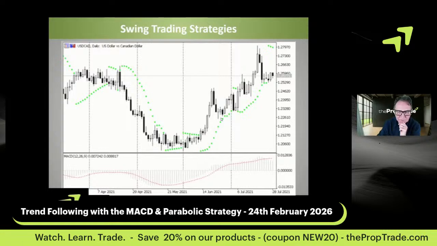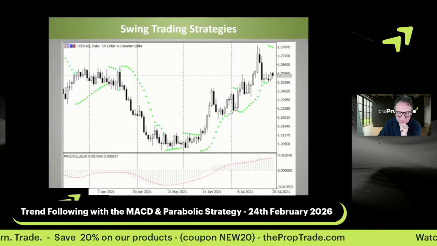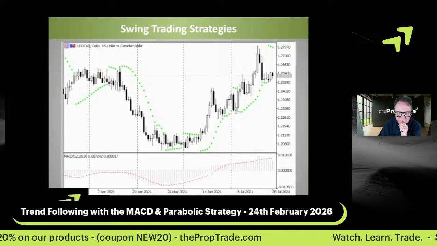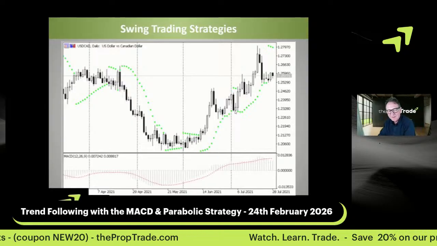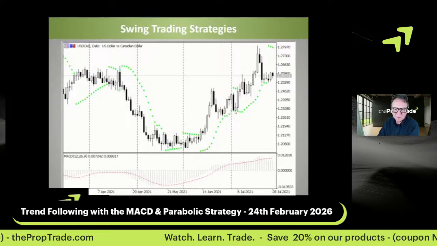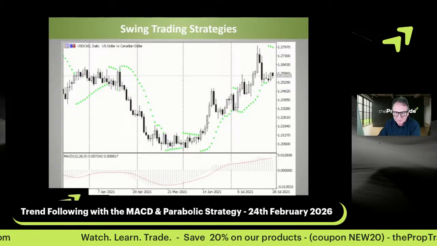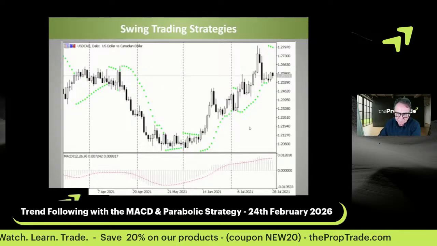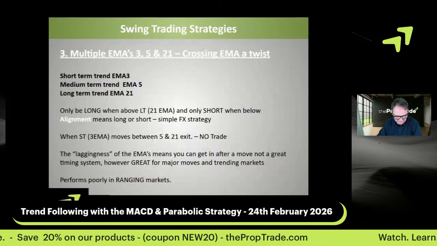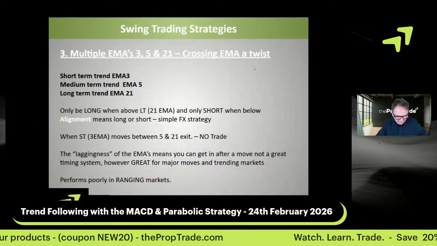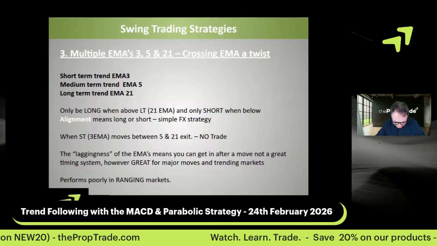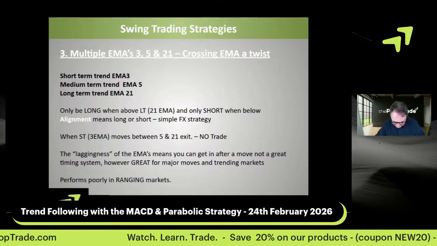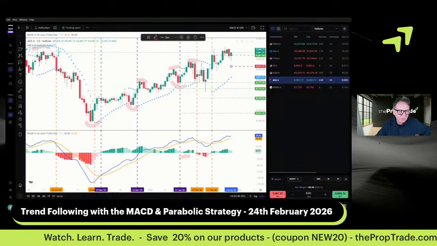It doesn't actually flip until this level, does it? So it takes you out at a similar price level, but it keeps you in for six or seven more days of trading. If this daily is dollar CAD. So there we go. That's the parabolic SAR and the MACD strategy, my friends. We demonstrate on the ASX.